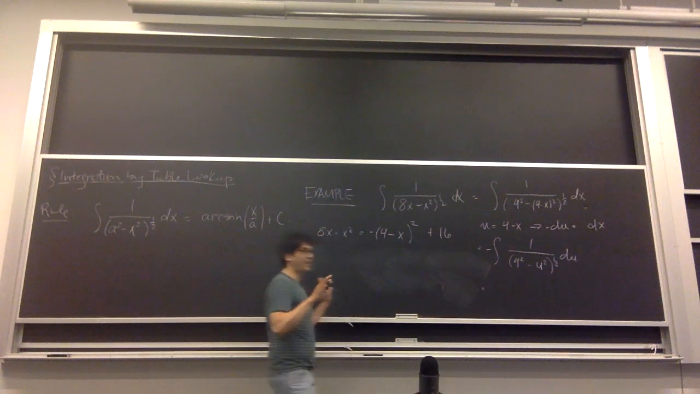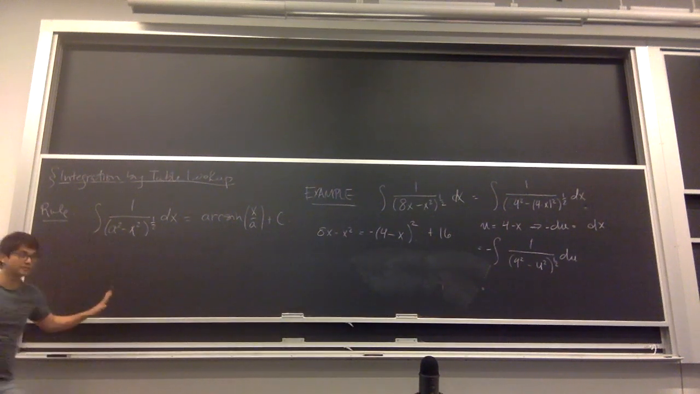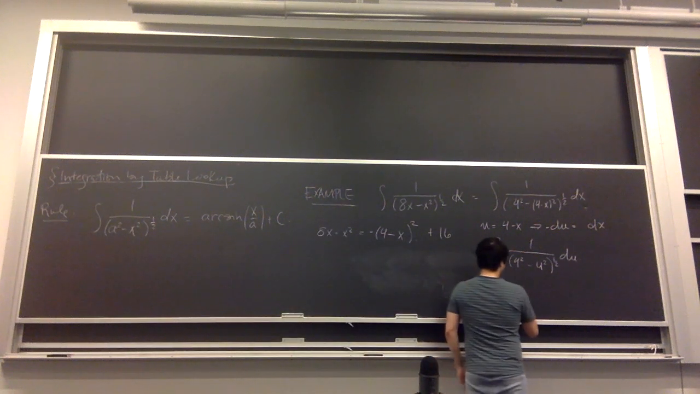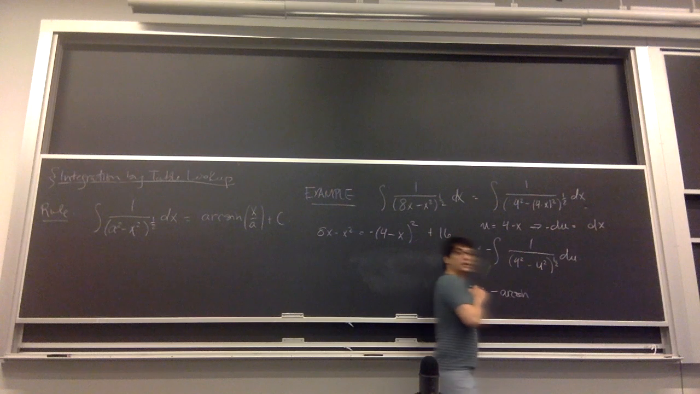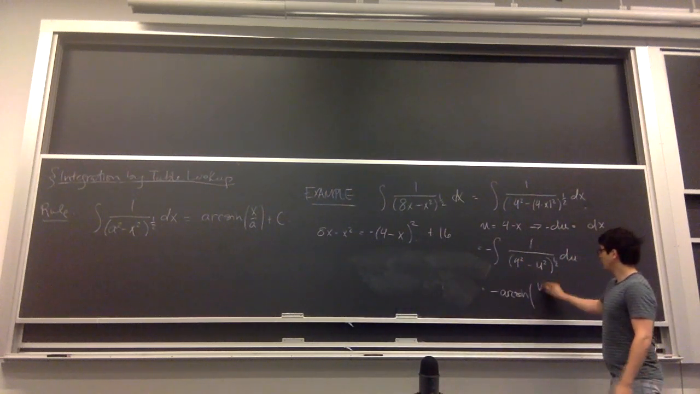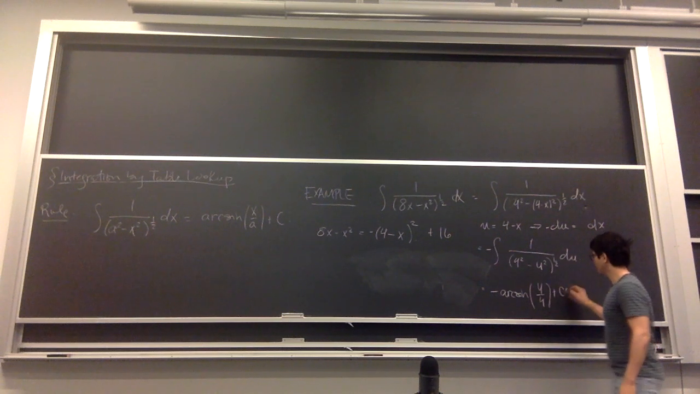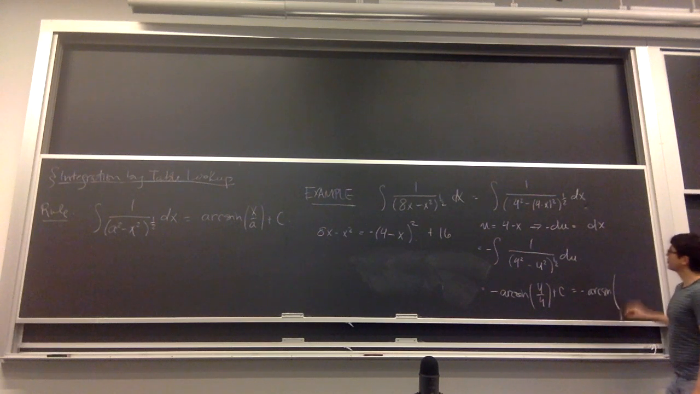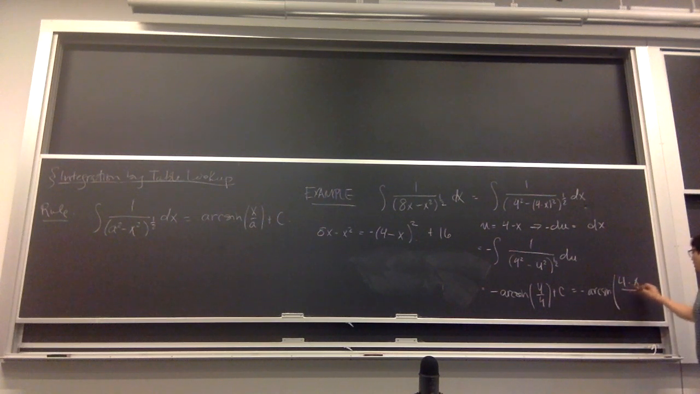Okay, I'm just asking you to utilize a formula at this point. So it's arc sine, well, minus arc sine of u over 4 plus c. And then we have to unroll the substitution. So we're going to get arc sine of (4 minus x) over 4 plus c.